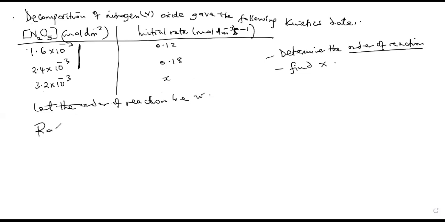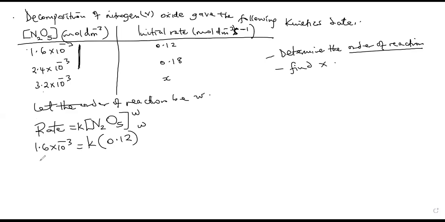So our rate is going to be equal to concentration of nitrogen 5 oxide to the power W. Of course, here there is a constant. Now, when you consider this from 1, you have 1.6 exponent negative 3 is equal to K, concentration of nitrogen 5 oxide, which is 0.12 to the power W. Then you also have 2.4 exponent negative 3 is equal to K times the concentration 0.0. I beg your pardon. I'm using different values. So the rate is this side, okay?